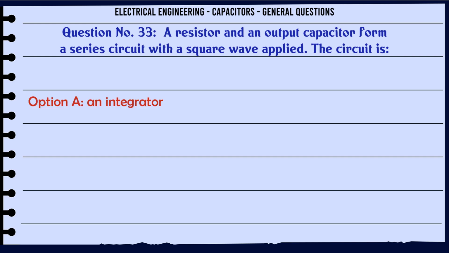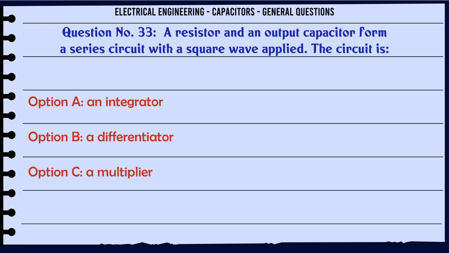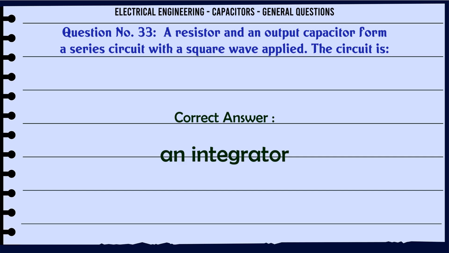A resistor and an output capacitor form a series circuit with a square wave applied. The circuit is A, an integrator, B, a differentiator, C, a multiplier, D, a divider. The correct answer is an integrator.